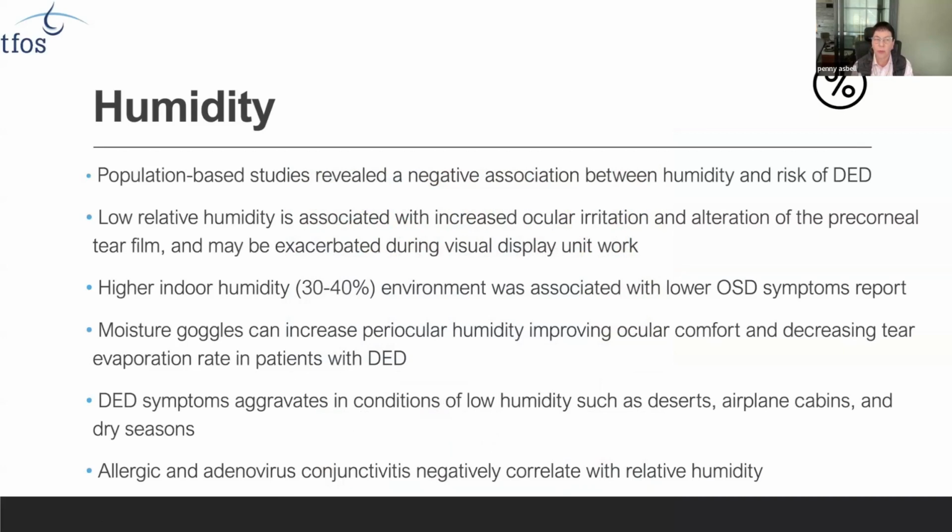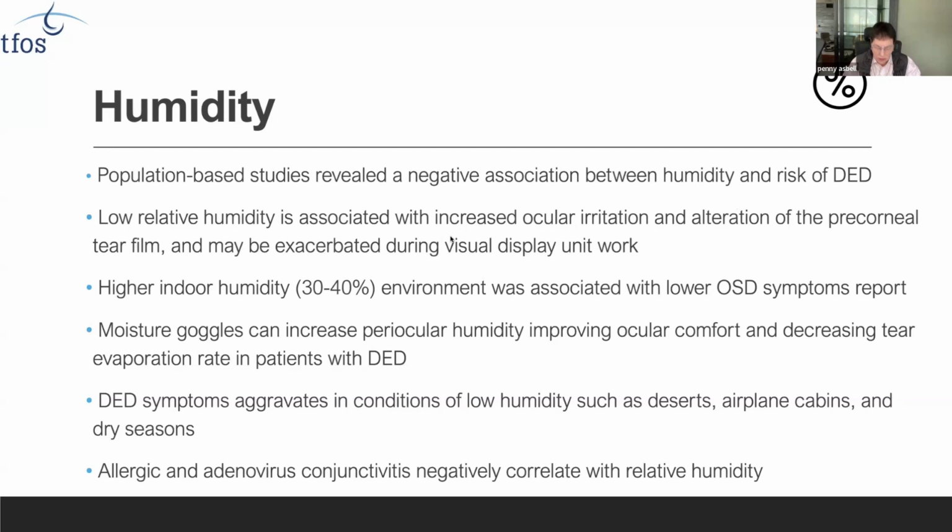Humidity. We did a study actually in the United States on humidity, and found, as in this first bullet here, that humidity does affect dry eye disease. So there, it's sort of a reverse: higher humidity, less dry eye disease, a reverse relationship of the two. So low relative humidity is more ocular irritation, more alteration in the tear film, and can be exacerbated during visual display unit work. We know, when you look at a computer, you actually blink less frequently. So even if you don't have dry eyes, you may actually not be spreading the tears. We're aware that to spread tears on the ocular surface, you must blink.